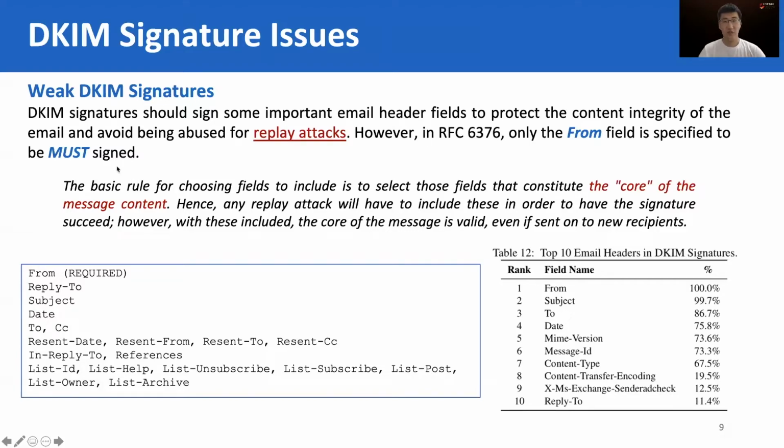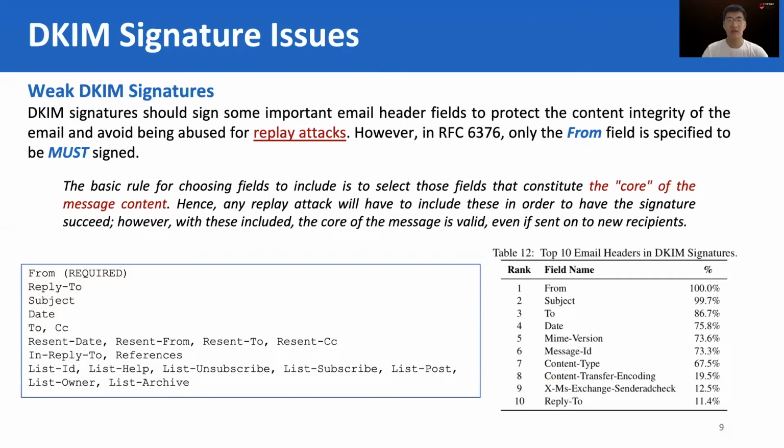DKIM signatures should sign important email headers to protect the content integrity of email and avoid being abused for replay attacks. However, RFC only specifies the From field to be a must-sign, although it also recommends the other 20 headers should be signed in the DKIM signatures. We find no domain in our dataset signing all of the 20 headers.